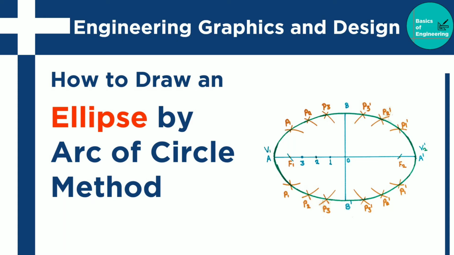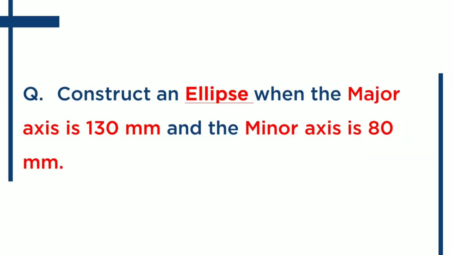Hello everyone, in this lecture we are going to learn how to draw an ellipse by the arc of circle method. Construct an ellipse. The major axis of the ellipse is 130 mm long and the minor axis is 80 mm long. Find the foci and draw the ellipse by the arc of circle method.